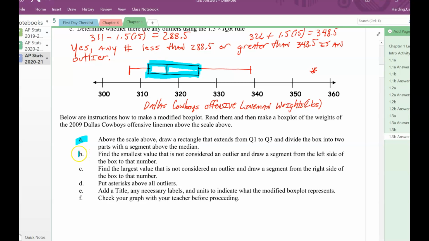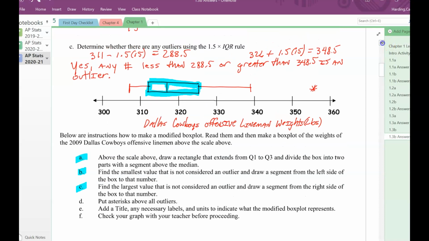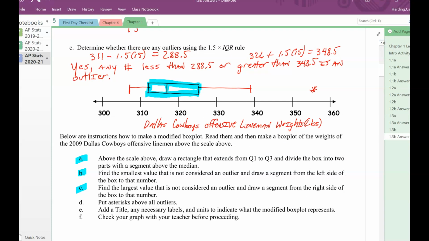Find the smallest value that is not considered an outlier and the largest value that's not considered an outlier. All right, well, then that means that we have to go back and determine if there are any outliers in the set. And you can see the work at the top there. We have Q1 minus 1.5 times IQR is 288.5. And then the upper cutoff, 326 plus 1.5 times 15 is 348.5. So any numbers less than 288.5 or greater than 348.5 would be considered an outlier. And in this case, we do have an outlier. 356 is larger than the upper cutoff, so that is considered an outlier.